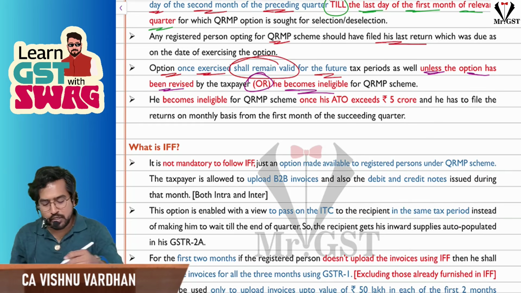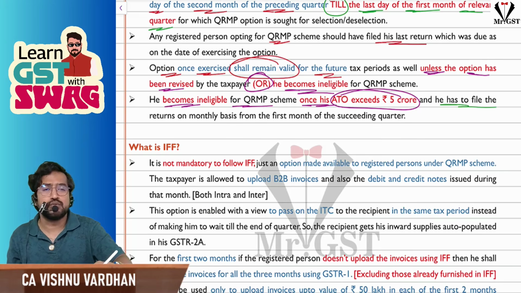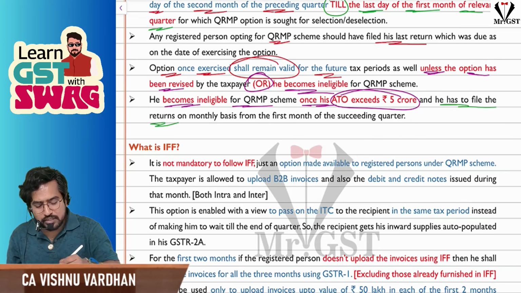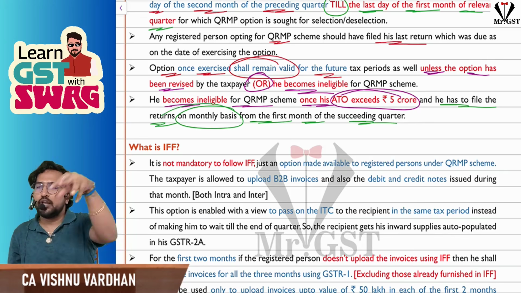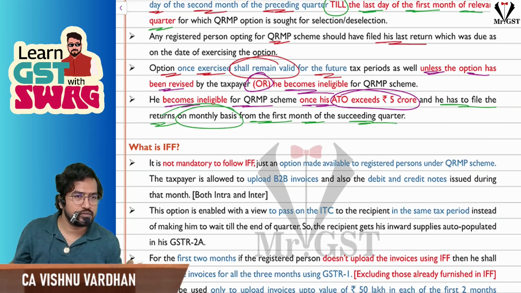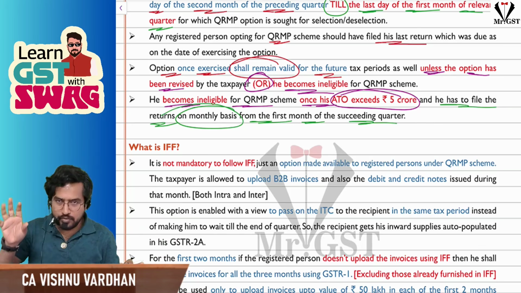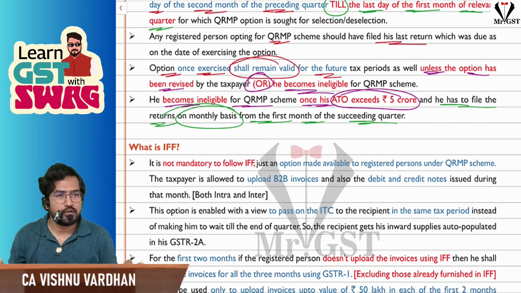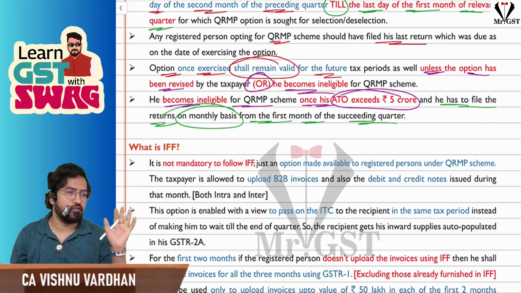He becomes ineligible for the QRMP scheme once his aggregate turnover exceeds 5 crores, and he has to file the returns on a monthly basis from the first month of the next quarter. Suppose in the middle of a quarter you have crossed 5 crores. For that quarter, finish with QRMP. From the next quarter, first month, file monthly. That quarter, you should finish with quarterly filing. Next quarter only, you follow monthly.